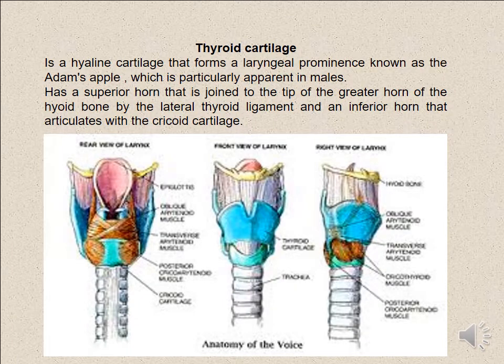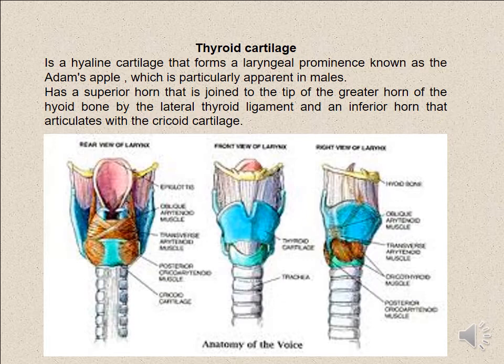Now, the thyroid cartilage is a hyaline cartilage that forms a laryngeal prominence known as the Adam's apple, which particularly appears in males, with a superior horn that is joined to the tip of the greater horn of the hyoid bone by lateral thyrohyoid ligament, and the inferior horn that articulates with the cricoid cartilage.